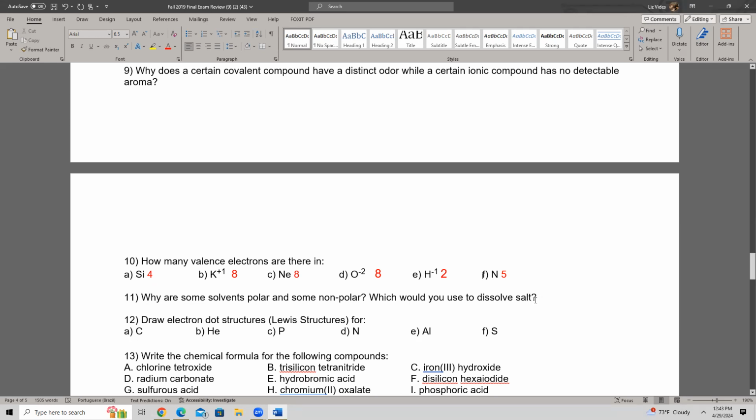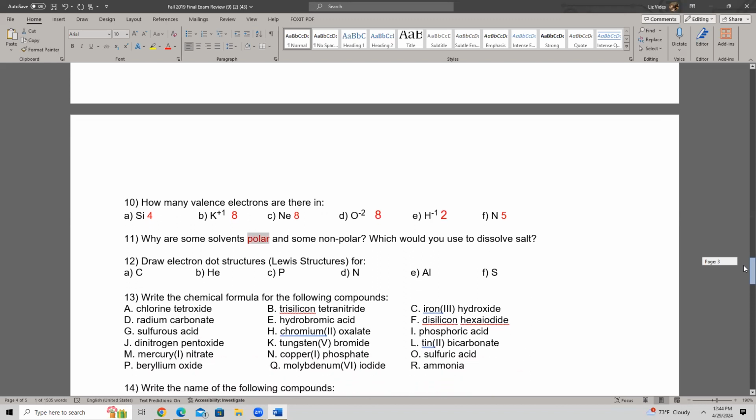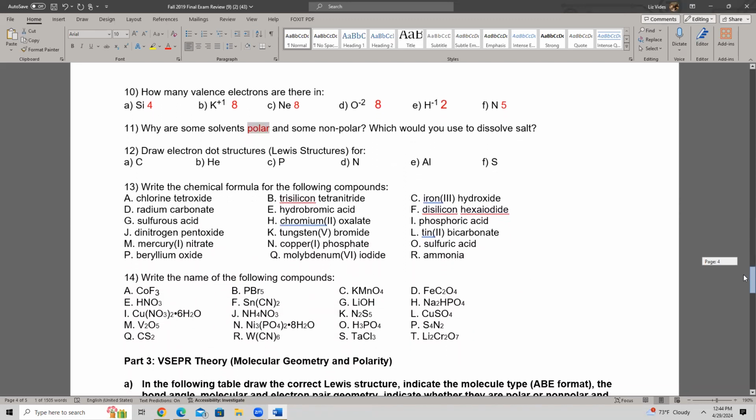All right, so which one would you use to dissolve salt? The answer is the polar. Why? Because salt is ionic. Ions are charged. Charges attract charges, right? So positive attracts negative and negative attracts positive. So if you have something that's partially polar like water, salt will dissolve beautifully in there. But if you put it in something non-polar like oil, it would not dissolve at all.